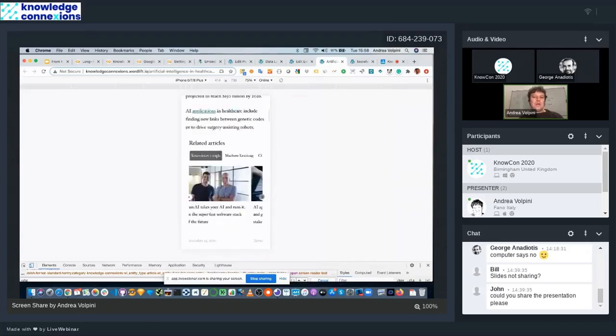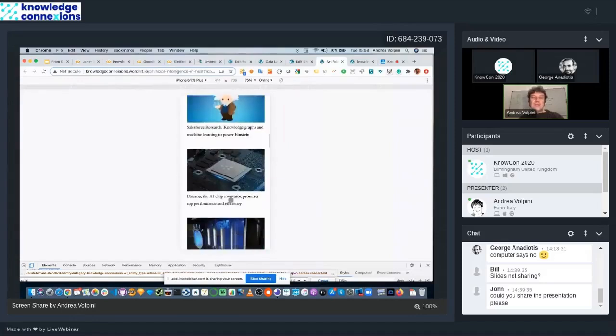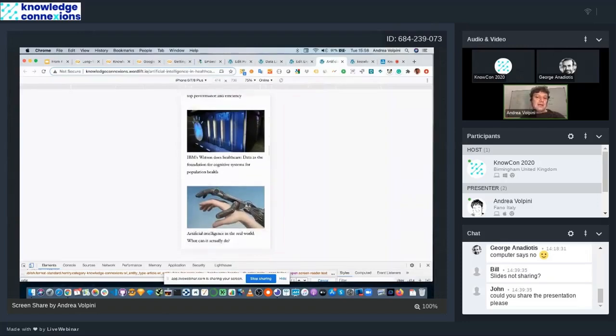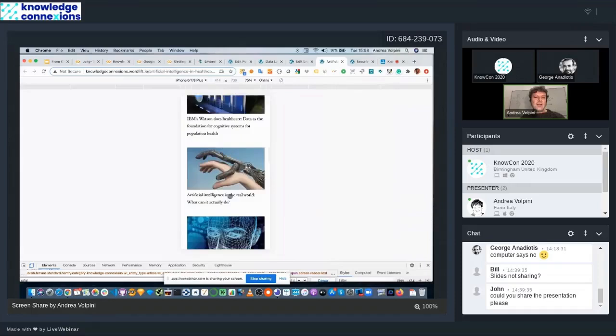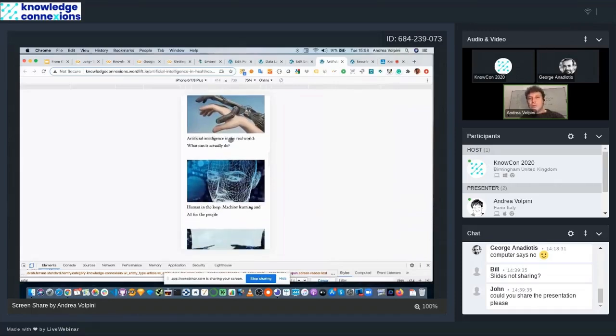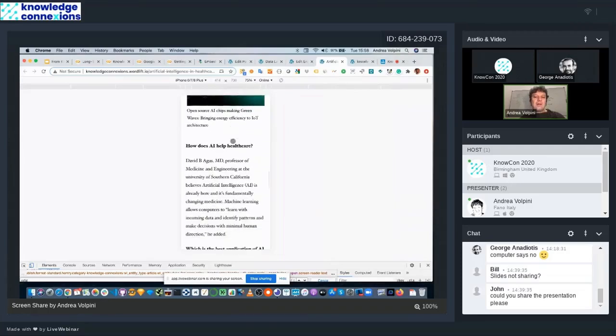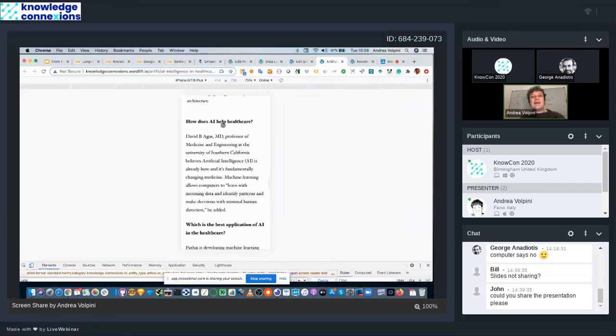There is a nice widget that people can use for drilling through related content. And then there's a listicle of related articles like IBM Watson for healthcare and artificial intelligence in the real world. What can it do? Which presumably talks a little bit about healthcare. And then there are some questions like how does AI help healthcare?